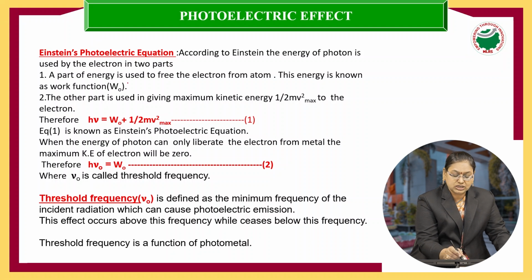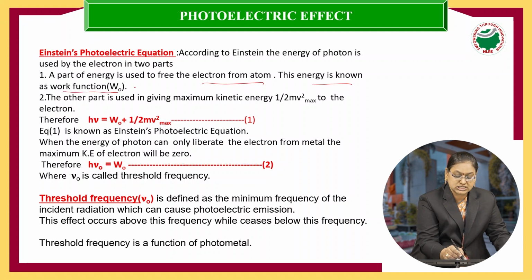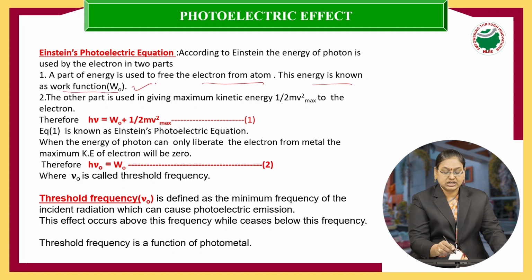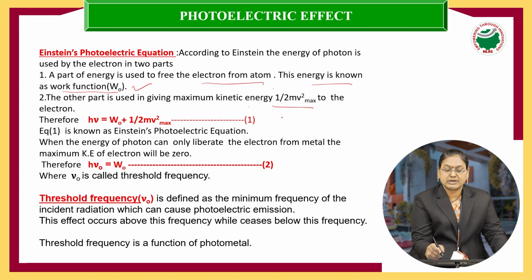First, a part of the energy is used to free the electron from the metal, and that energy we call the work function. It is denoted by W naught. A part of the energy is used to free the electron from the atom; this energy is known as work function. The other part is used in giving maximum kinetic energy to the electron. It is denoted by half m v maximum square.